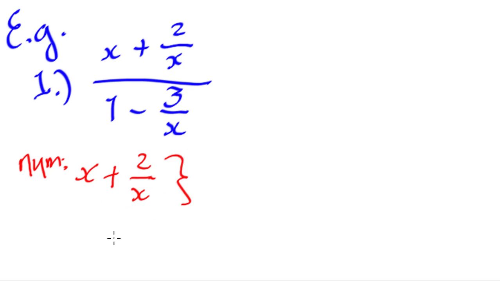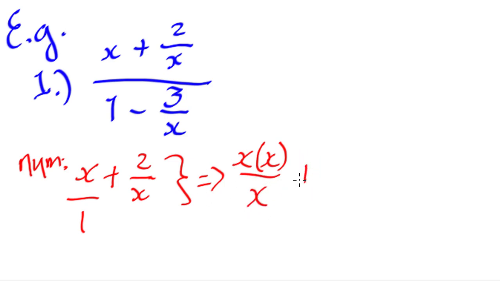So we need to find the LCD. Imagine the x here to be x over 1. What's the LCD of x and 1? It's only going to be x. So x divided by 1 is still x, times x, gives us x times x. This is the numerator that we multiplied on so that we have the x in this part, plus we have 2 over x.